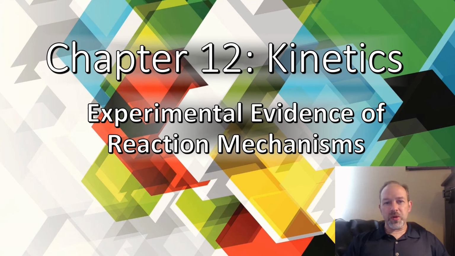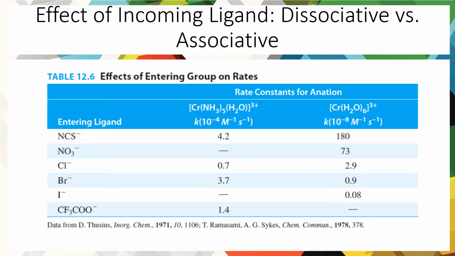In this set of notes, we're going to see how to tell whether a reaction is associative or dissociative by looking at a set of thermodynamic and kinetic values. So let's start by looking at two different chromium complexes.